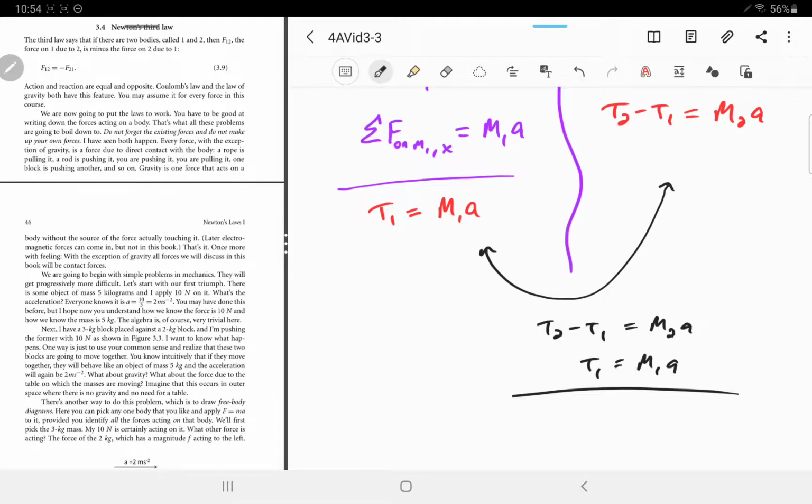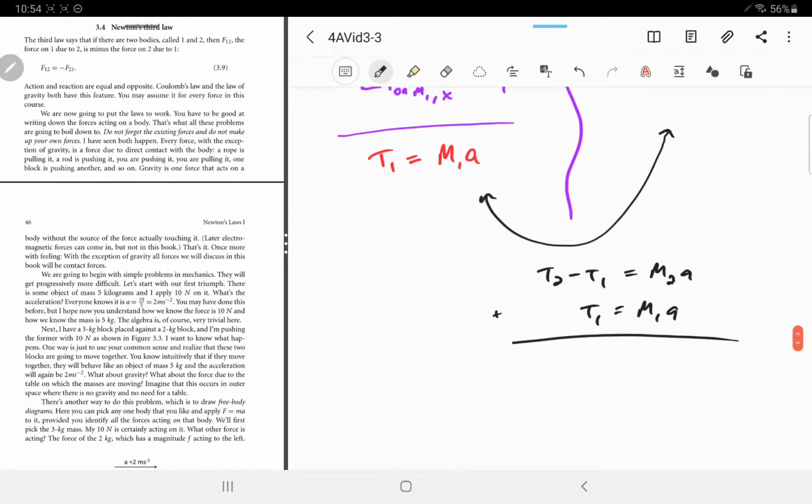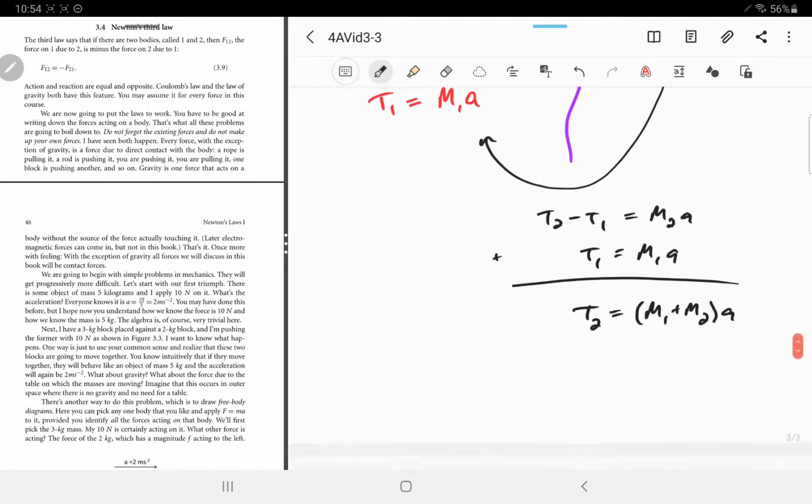Okay, so right now we don't know what T1 is. Eventually we want to solve for it, but right now we don't know what it is. It would be nice if we could get rid of it, if we could eliminate it. So notice how if I add the left-hand sides of the equations together and the right-hand sides of the equations together, T1 will disappear. So this minus T1 and the plus T1 will cancel each other out, and we just get T2. T2 is equal to (M1 plus M2)A. And we're told that M2 is equal to 4 times M1. So T2 is equal to 5M1A.